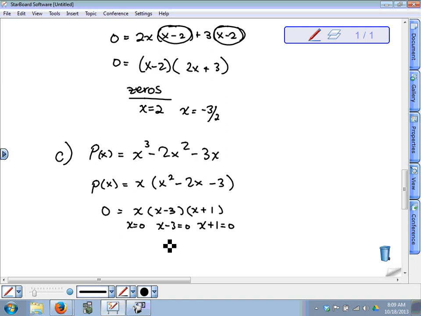Okay? On this one here, if you add 3, you get x equals 3. Here, if you subtract 1, you get x equals negative 1. Those are your 3 zeros.